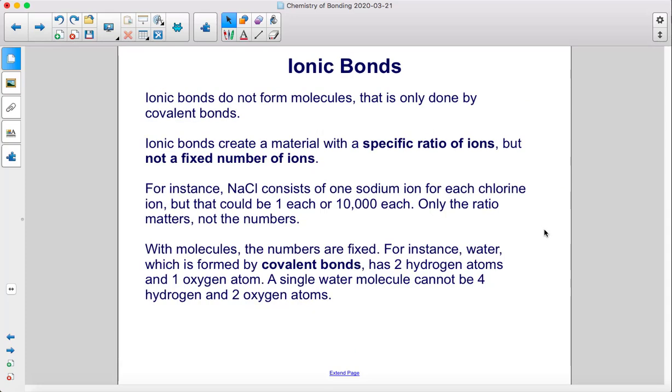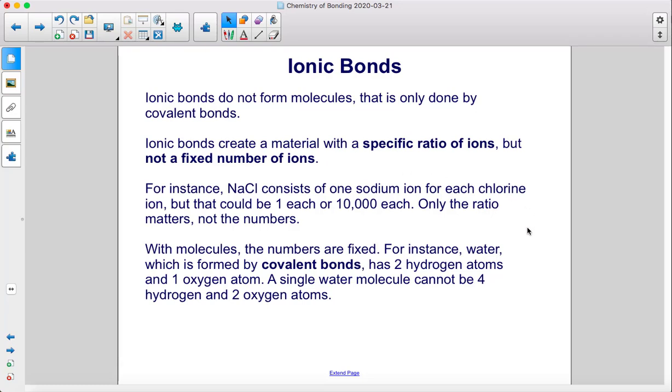Ionic bonds do not form molecules. That is only done by covalent bonds. Ionic bonds create a material with a specific ratio of ions, but not a fixed number of ions. For instance, sodium chloride consists of one sodium ion for each chlorine ion, but that could be 1 each or 10,000 each. Only the ratio matters, not the numbers.